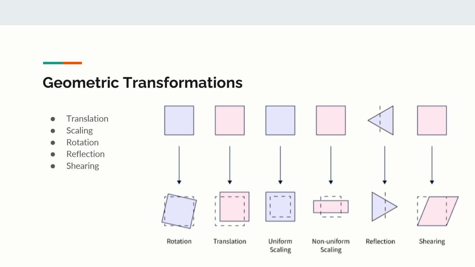Let's discuss the geometric transformation, the operation that modifies a spatial relationship of the pixel in an image. These transformations adjust the position, orientation, or scale of the image content while preserving its appearance and structure.